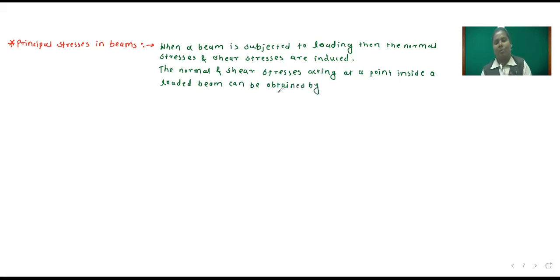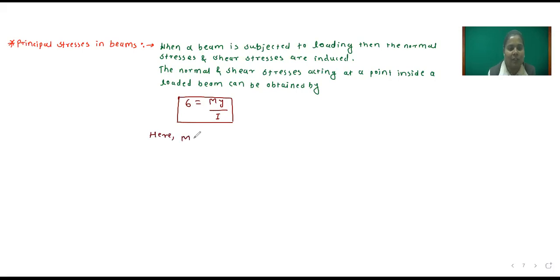So after application of loading, there will be normal and shear stresses generated. So how do we find them? First we will see normal stress or bending stress. Sigma, as you already know, is equal to M into y divided by I. This is the equation for finding bending stresses: sigma or sigma b equals M y divided by I.